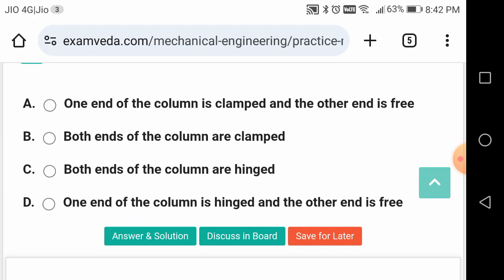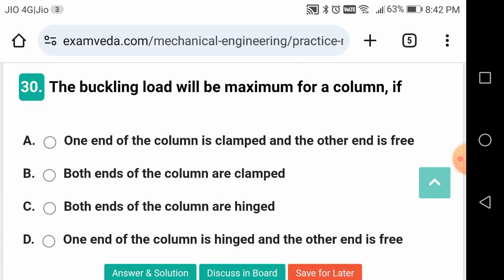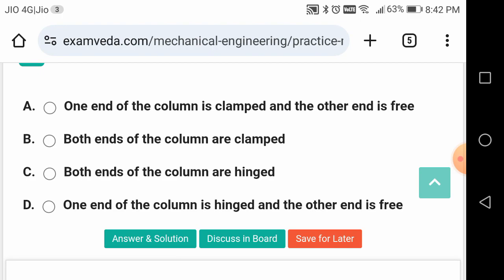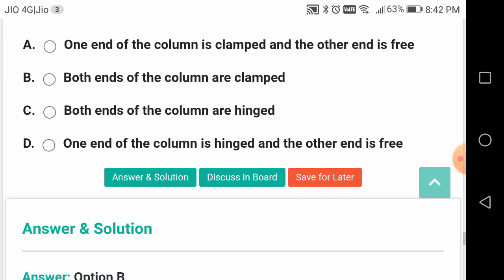So, there are four end conditions. One end fixed, another end hinged. Both ends fixed. One end hinged and the other end fixed. Four conditions are there. Depending on that, some equivalent length has to be found. Either it is L by root 2 or L by 2, something like that, okay? If both ends are hinged, it is equal to L. Equivalent length is equal to the length between the fixing ends.